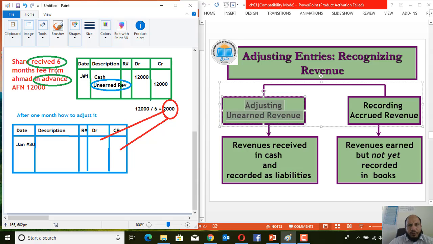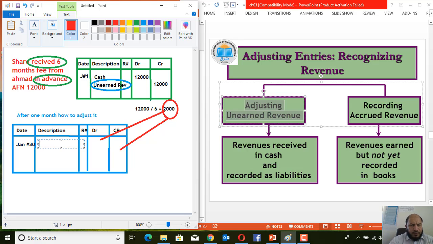But how may we record this? So see the procedure. We have already received the cash, but we have one account titled unearned revenue, which is our liability account. So this means that we have now provided the services. When we provide the services, it means that we have paid off the liability. So we will record 2,000 over here.